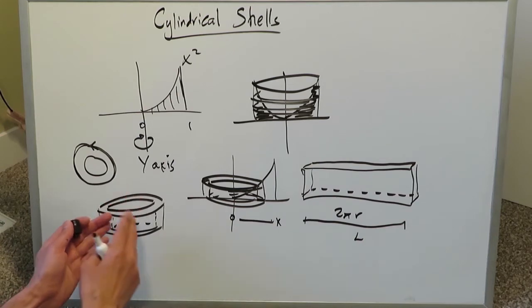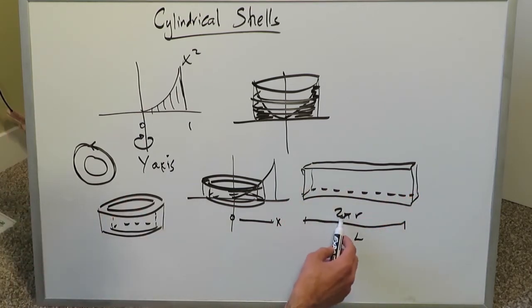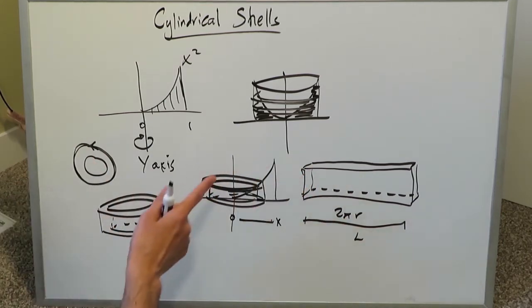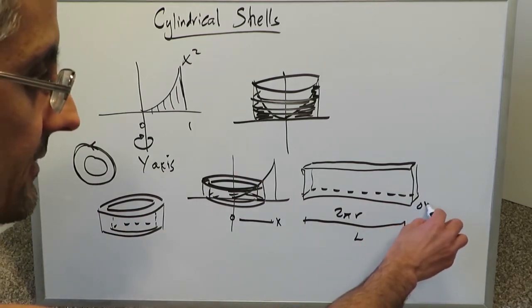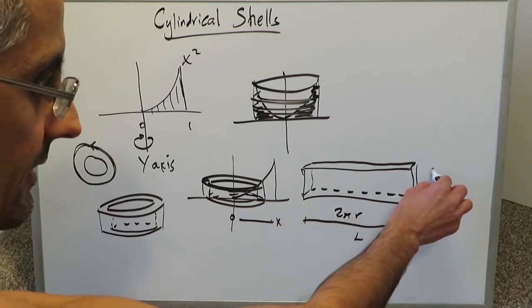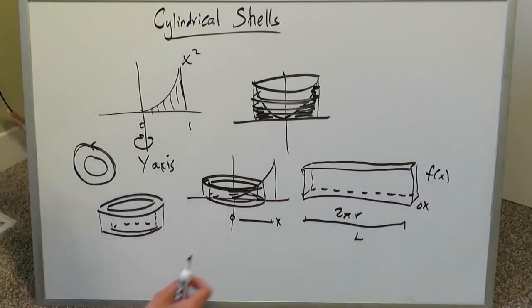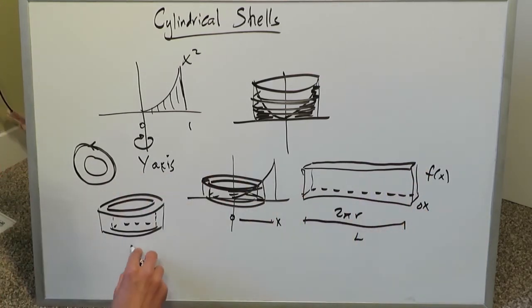This shell has been cut and opened up, stretched out into a rectangular prism, and that length is reminiscent of the circumference, which is your 2 pi r. Now this cylindrical slab, we can call it, has a certain thickness, and that's your delta x. There's a length, there's a thickness, and there's a little height component. We can call that f of x. When you look at all of these three components, you can bring them into an integral formula for a volume.